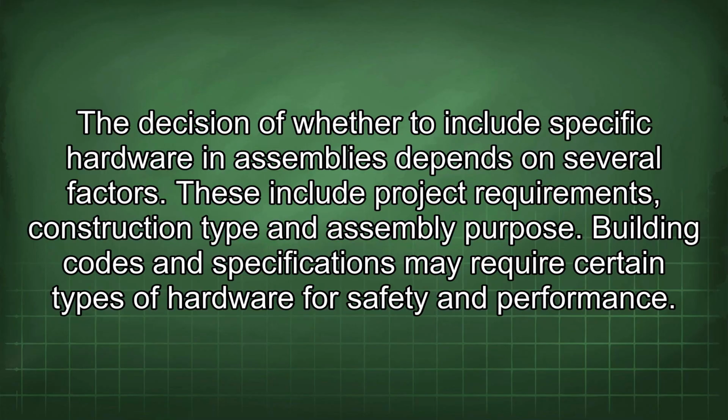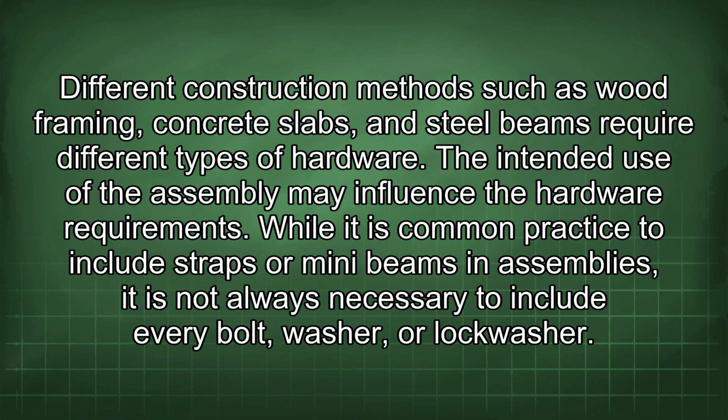The decision of whether to include specific hardware in assemblies depends on several factors. These include project requirements, construction type, and assembly purpose. Building codes and specifications may require certain types of hardware for safety and performance. Different construction methods such as wood framing, concrete slabs, and steel beams require different types of hardware.